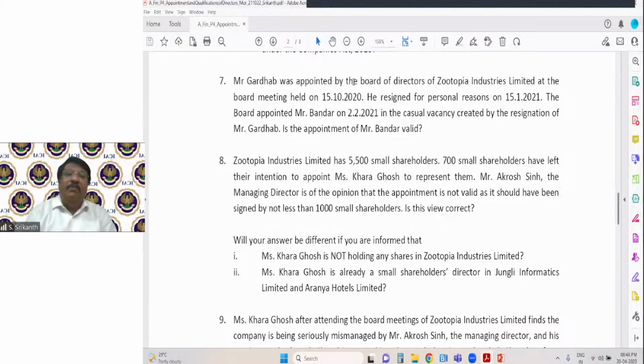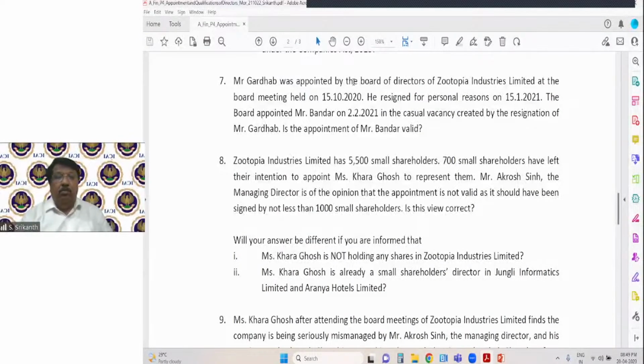Will your answer be different if you are informed that Khara Ghosh is not holding any shares? Answer will not be different. Small shareholder director need not hold shares. Will your answer be different if you are informed that Khara Ghosh is already a small shareholder director in Jungli Informatics and Aranya Hotels? Then, no. Why? Because you can be a small shareholder director only in 2 companies. Already she is in Jungli and Aranya.